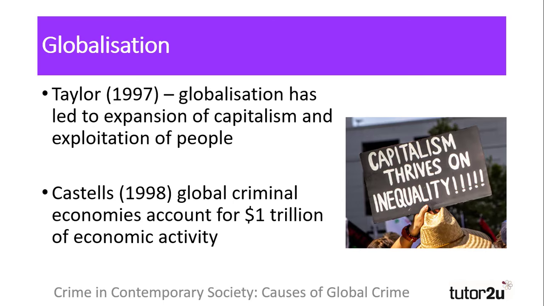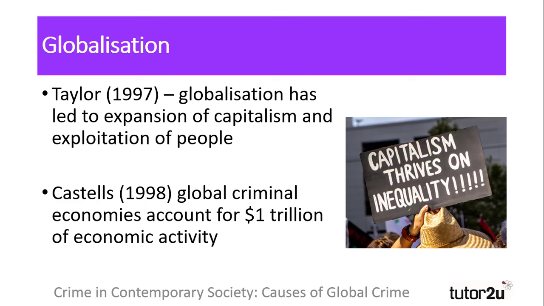Now, sociologists have taken different views on the process of globalisation, but more pessimistic globalists have described some of the negative effects of globalisation on society through criminal activities. Taylor suggested that the expansion of capitalism through free trade agreements and the expansion of production and distribution networks has led to an increased exploitation of people, which ultimately leads to more people turning to crime and black markets to make ends meet. Castells highlights that in the period of globalisation, global criminal economies account for $1 trillion of economic activity, while more recent estimates place the value of global crime at around $2.5 trillion.